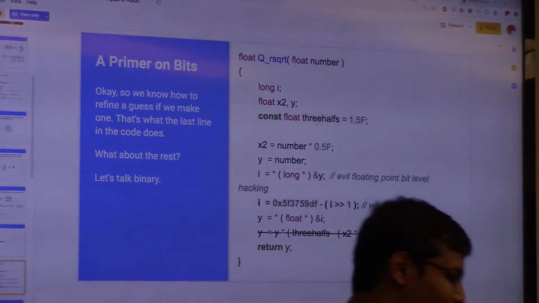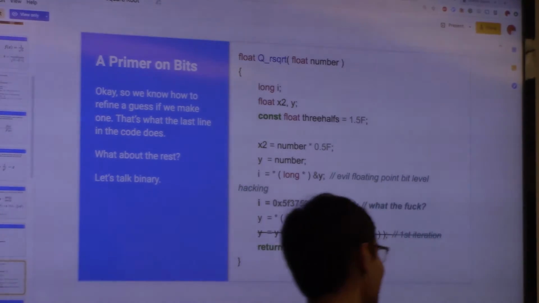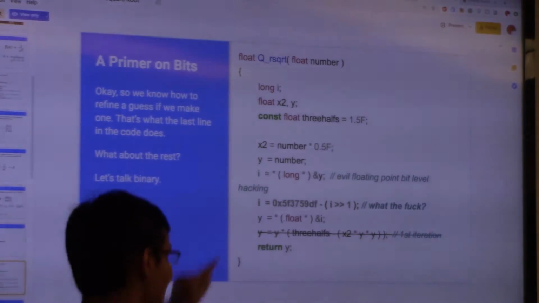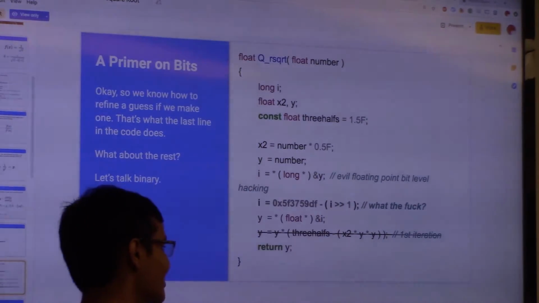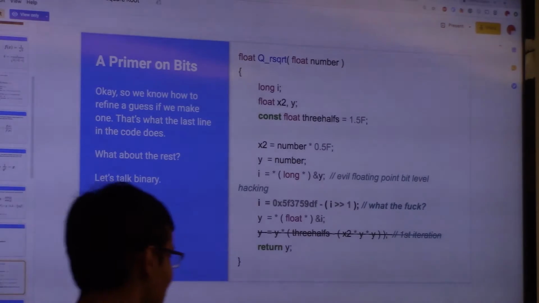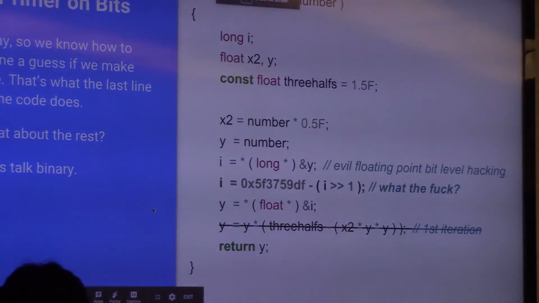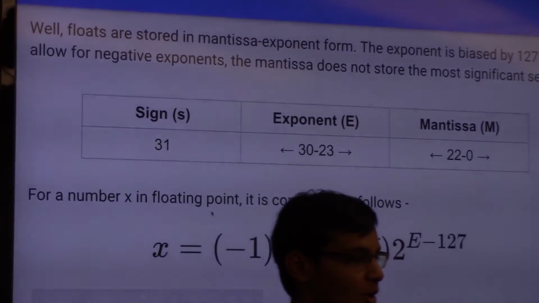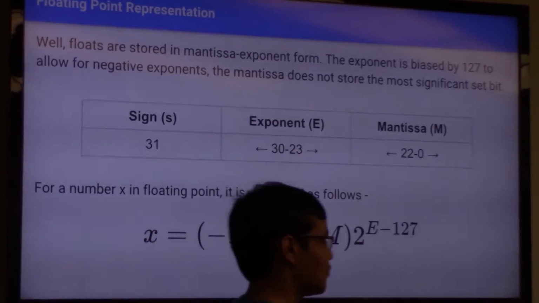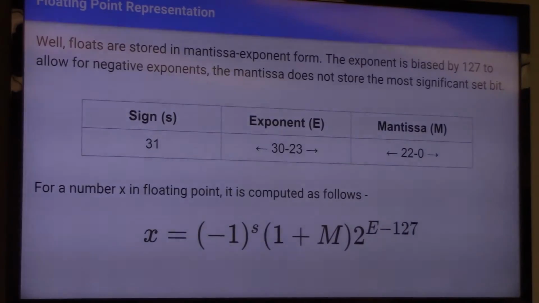But the problem is, how do you make a nice guess, right? So this is where they do something super cute. They do this, and then they do this beautiful line of code right here, appropriately commented, obviously. Let me go to present. Okay, so if you've taken 211, I think you've learned about what floating point representation works like. But if you haven't, I can explain it to you.